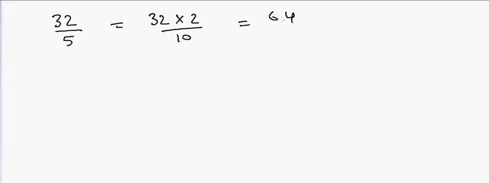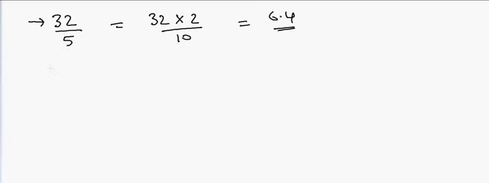So suppose if I have 32 and I want to divide it by 5. If you look at it, it looks a little complicated, but an easy way to do this is: 32 into 2 divided by 10. So that will be equal to 64, and then a decimal, so it's 6.4. So all you have to do is take a double of the numerator and then put a decimal there.